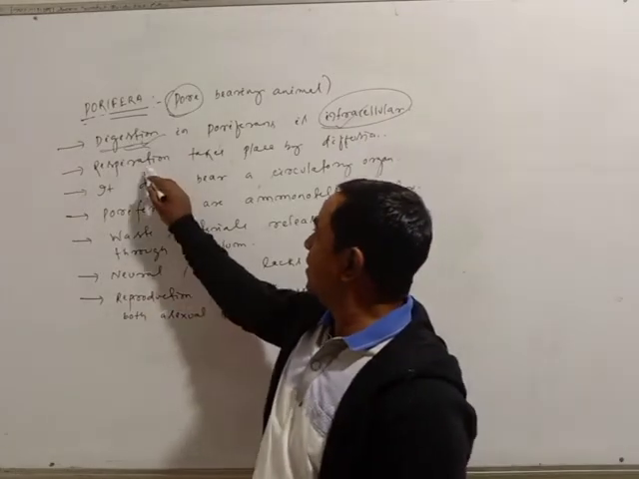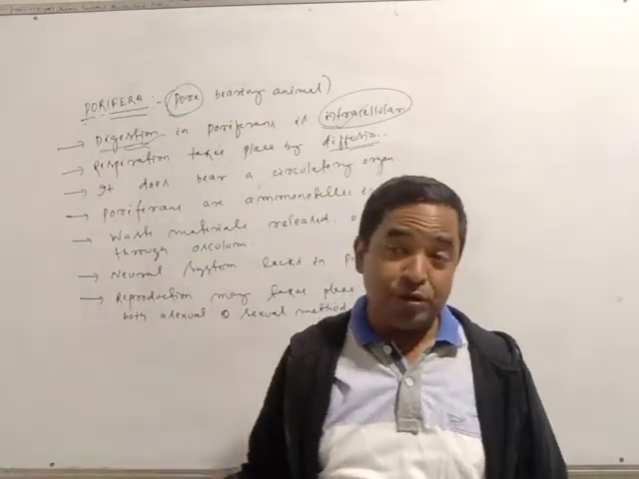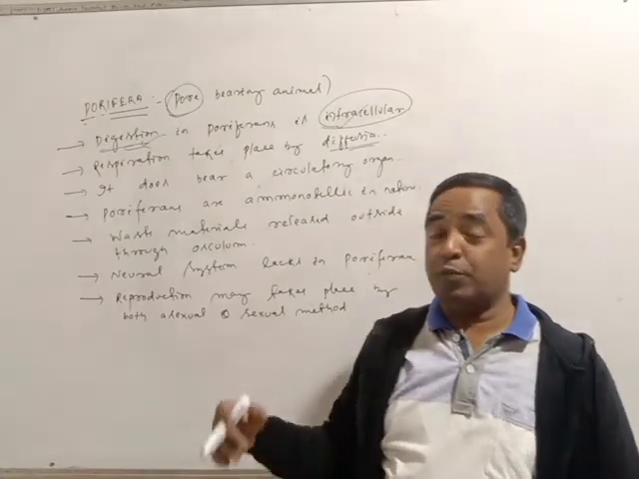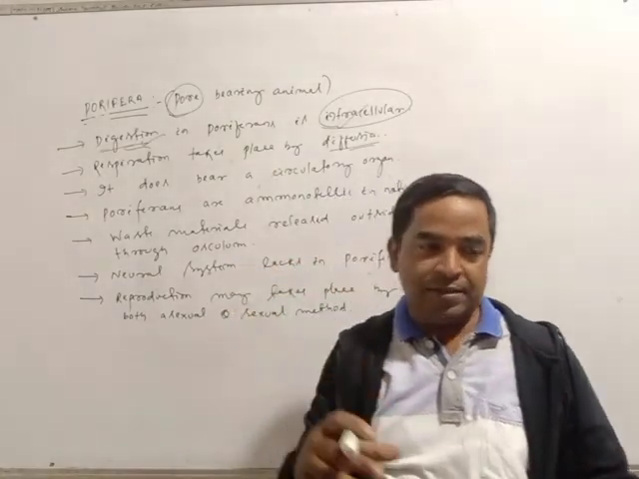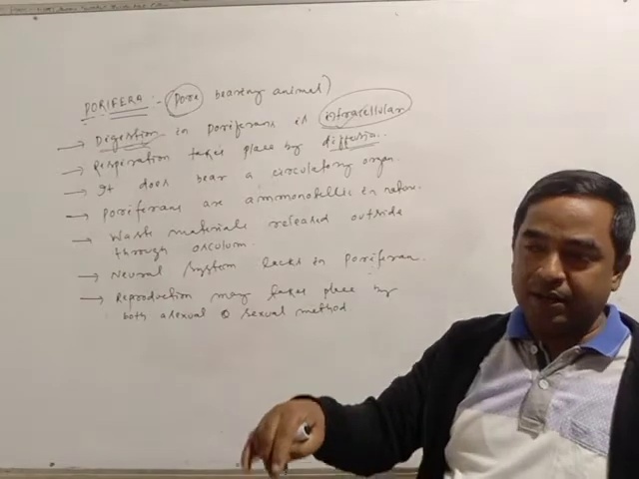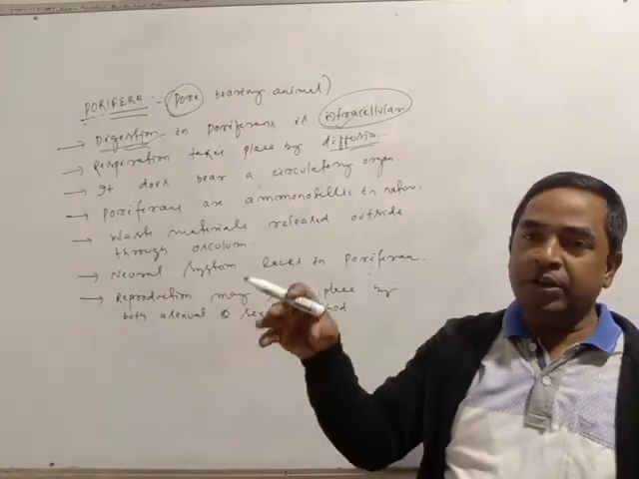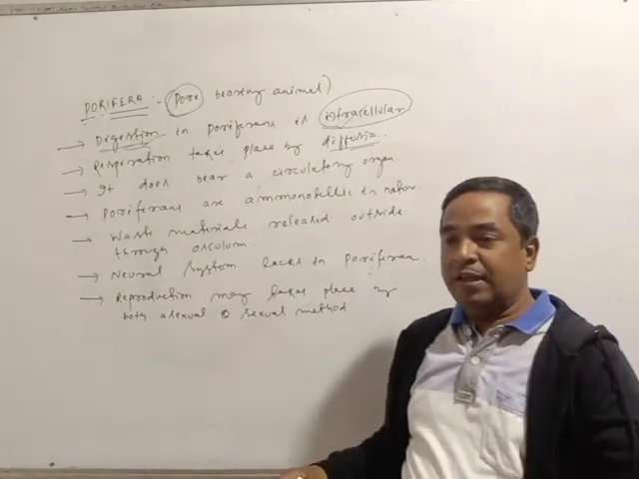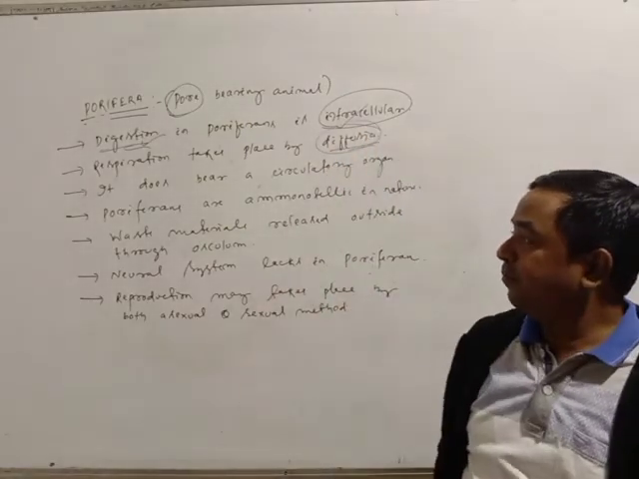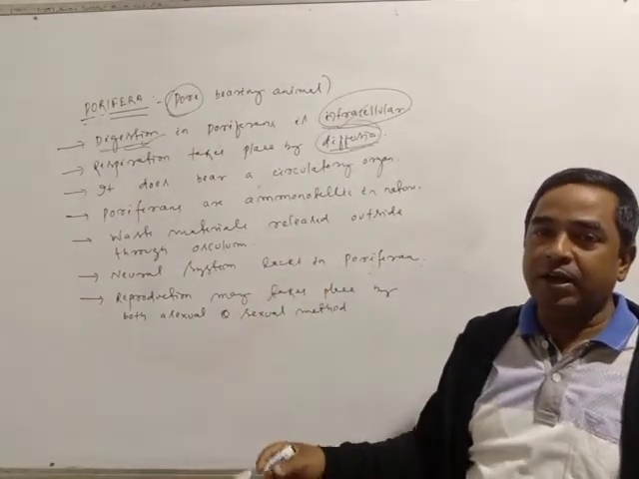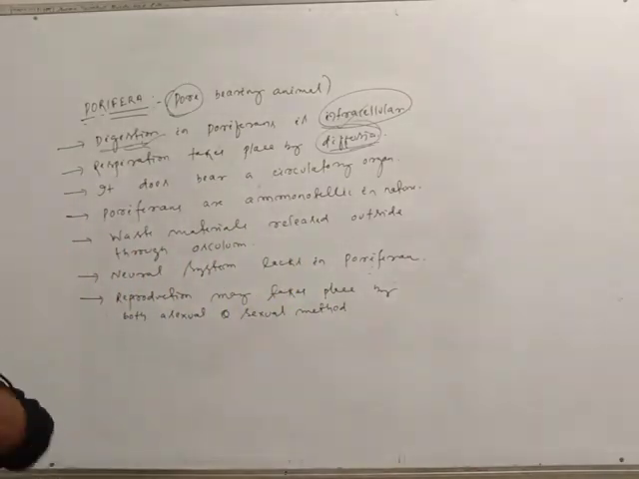Then respiration takes place by diffusion. Respiration means oxidation of foodstuffs, gaseous exchange, transportation of gases or diffusion of gases. So here dissolved gases are laden with water. So the water entering into the body bears dissolved gases, and gases are exchanged from higher concentration to lower concentration by diffusion. Because diffusion is a process where ions and molecules are transported from higher concentration to lower concentration.